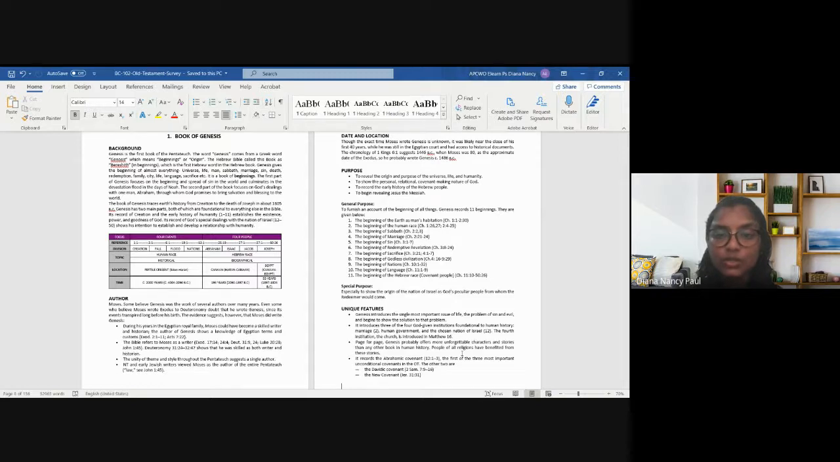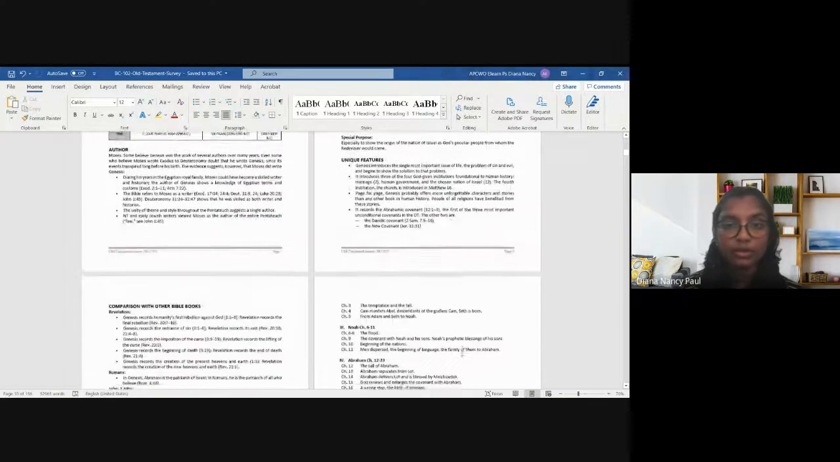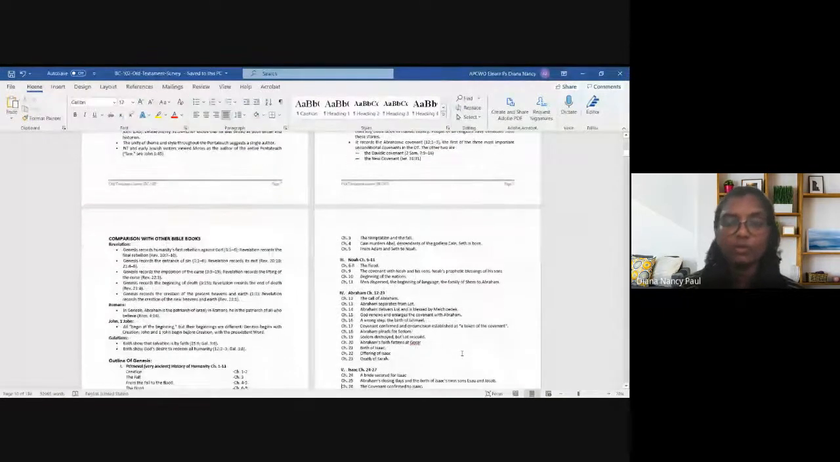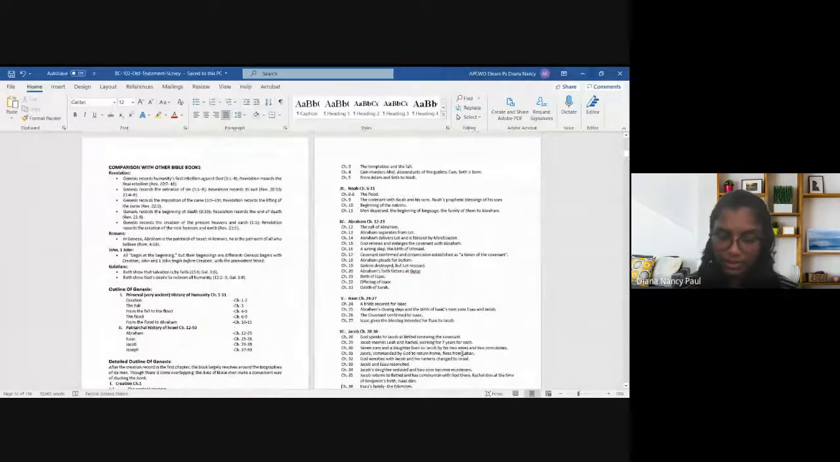The four institutions, the church is introduced, which we see in detail in Matthew chapter 16. It also records the Abrahamic covenant, the first of the three most important unconditional covenants in the Old Testament. The other two are the Davidic covenant and the New Covenant. We will study those further. For now, we will study the Abrahamic covenant, the Abrahamic blessings. What are the Abrahamic blessings?